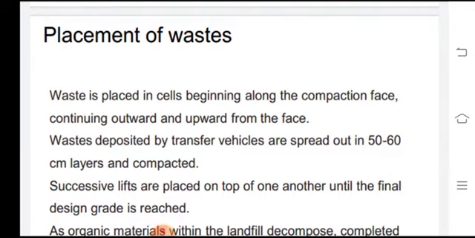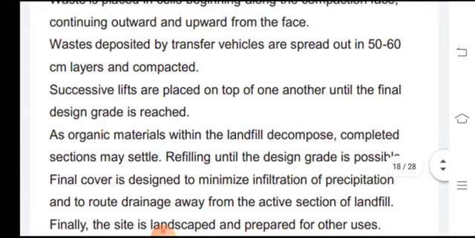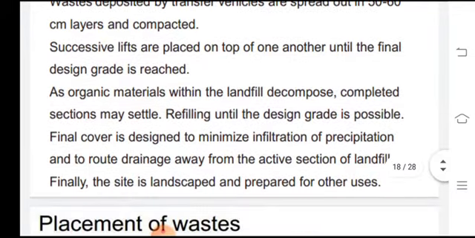Placement of waste. Normally we have different cells, and waste deposited by transfer vehicles is spread out in 50 to 60 centimeter layers, which is about 2 feet depth of the layers. Then compaction is also part of the process. Successive lifts are placed on top of one another until the final design grade is reached. That grade is the surface level up to which we are going to fill it.